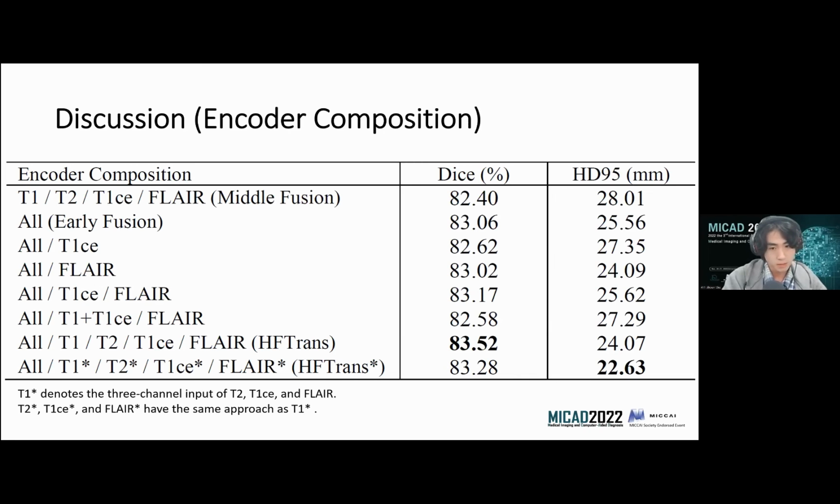As you can see, the first row, the middle fusion approach, shows the worst result, failing to get the benefit of each modality. When comparing the various hybrid fusion methods considering heuristics with the standard early fusion approach, they do not produce remarkable improvement. But the simple encoder composition of our proposed method, HF-Trans, shows better results without human heuristics. In addition, the variant of our method, HF-Trans star, also shows improvement in both metrics, especially a remarkable Hausdorff distance result.